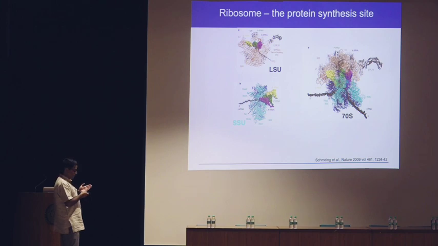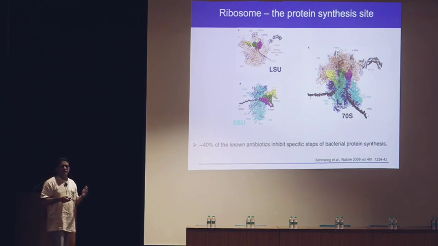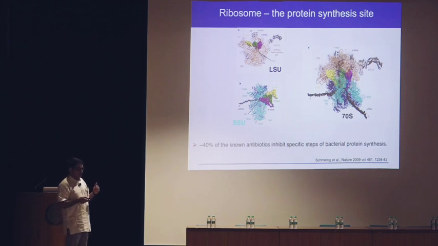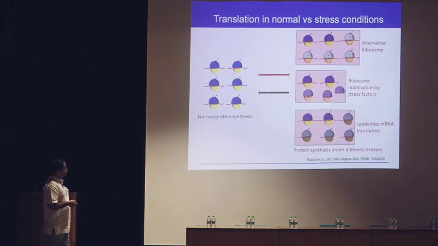This protein synthesis machinery is a very fundamental process, and the ribosome does it in all cells. Nearly 40% of antibiotics target the different steps of protein synthesis, and it consumes nearly half of the cell's energy. It's energy intensive also. Now, when there is normal growth, everything goes okay.